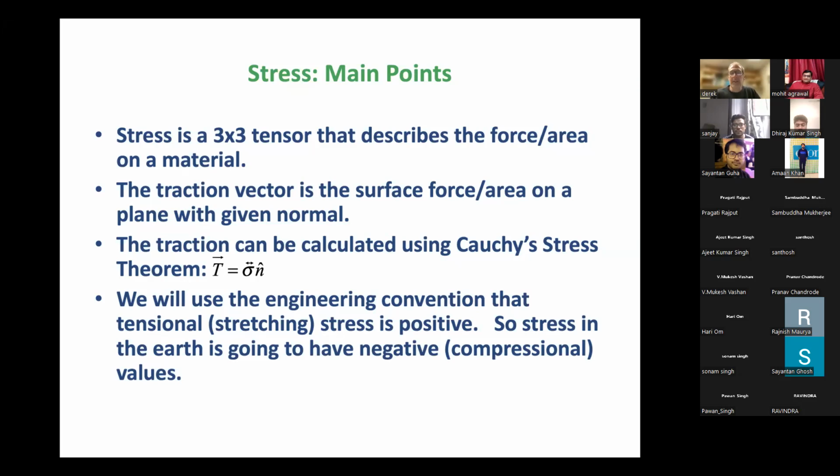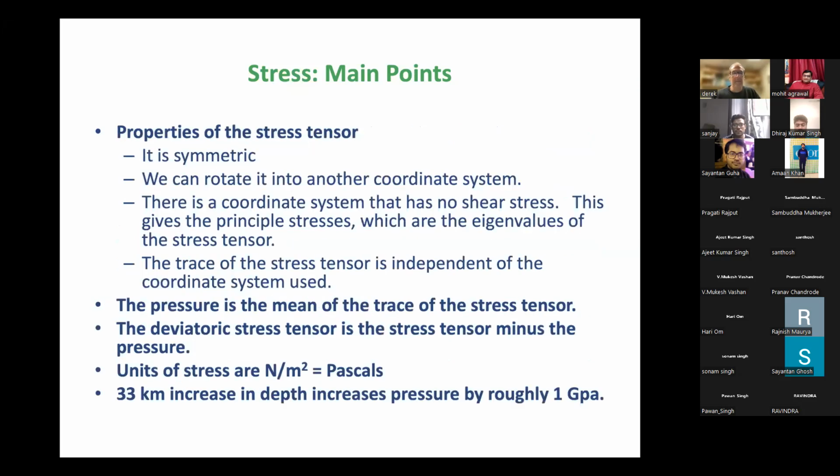And again, we will use the engineering convention that tensional stress is positive. So stress in the earth is going to have negative components. Properties of the stress tensor: it is symmetric, so there are only 6 independent variables. We can rotate it into different coordinate systems. So if we want to have x1, x2, and x3, or x1 prime, x2 prime, and x3 prime, it's a simple matter to rotate it into that new coordinate system. And in particular, there's a coordinate system that has no shear stress, and this gives the principal stresses, which are the eigenvalues of the stress tensor.